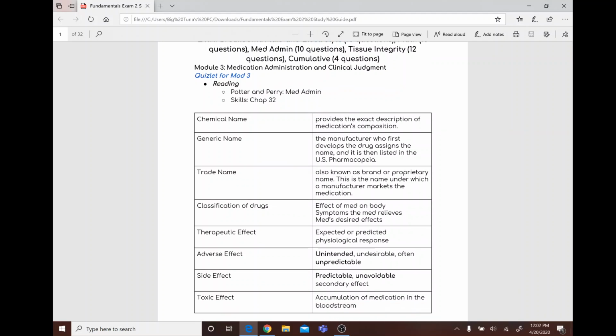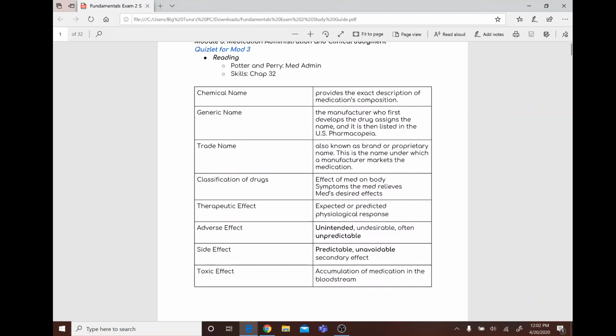The manufacturer who first develops the drug assigns the name, and it is listed in the U.S. Pharmacopoeia. What is the trade name? Also known as brand or proprietary name, this is the name under which a manufacturer markets the med. How to classify drugs? Effect of med on body, symptoms the med relieves, med's desired effect.